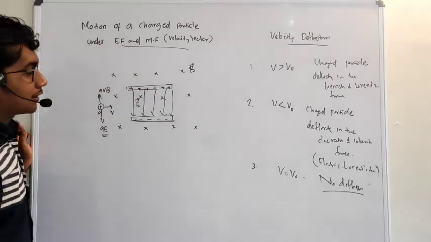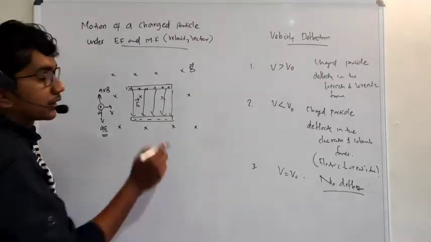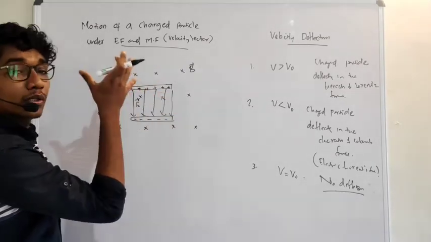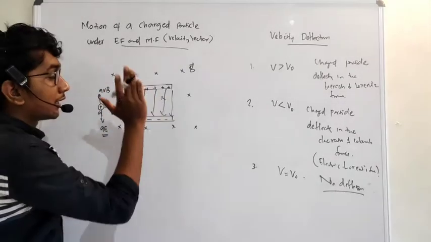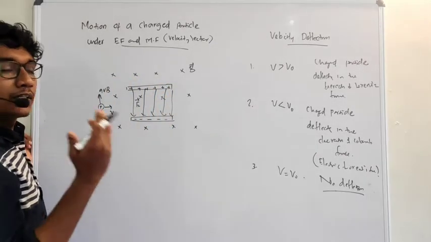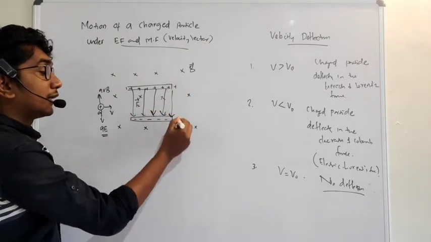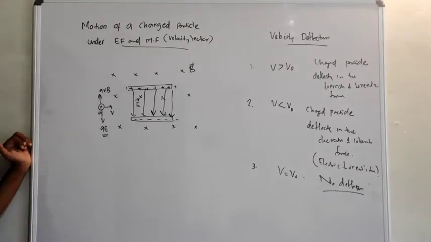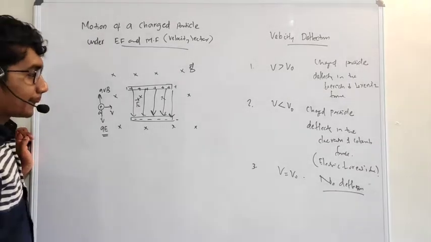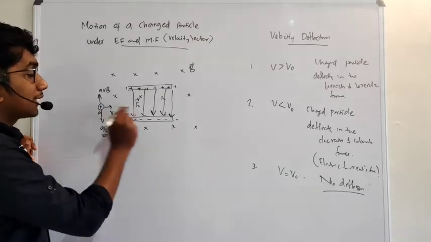Next, here one electric field source is also given. This is the electric field source where positive and negative charges are given. Or you can simply draw the electric field lines without showing positive and negative, but it is very evident from the arrows that they go from positive to negative, no doubt in that. So here both electric and magnetic fields are acting and the charge is moving in this direction.